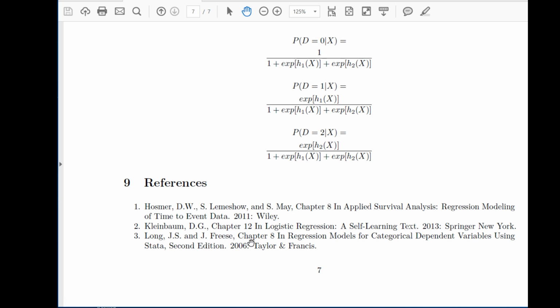And the book by Long and Freese is all right if you want to work with Stata.